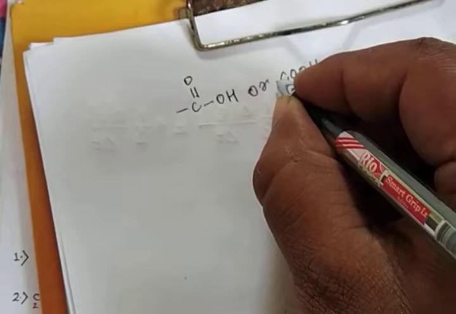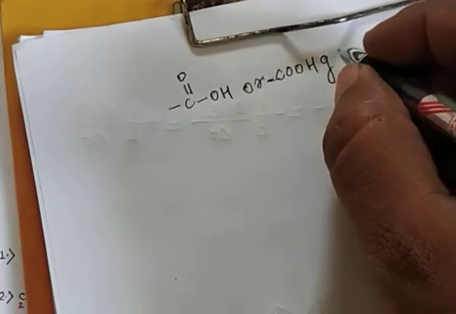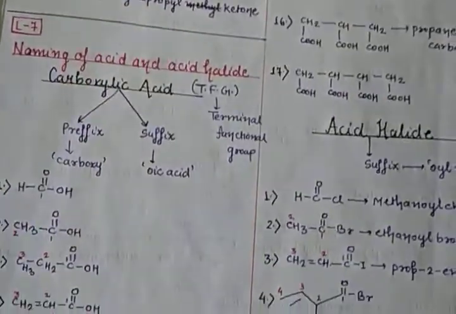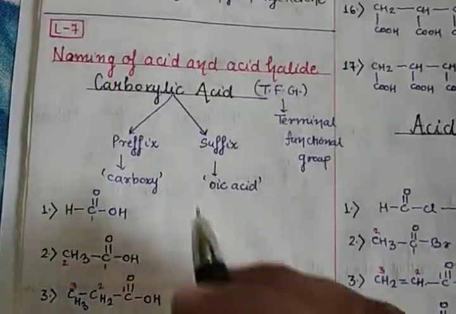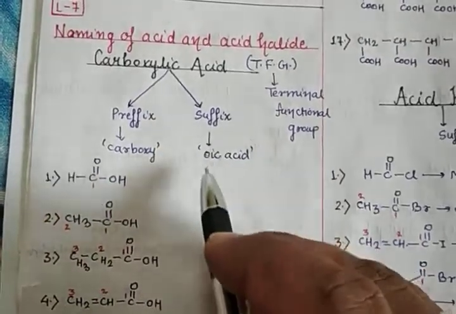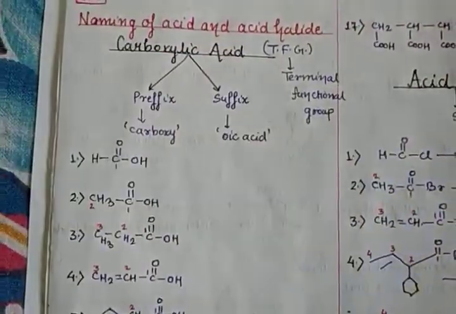The COOH group is called the carboxylic group. Clear? So first we discuss the carboxylic group. There is a prefix and suffix. Prefix is carboxy and suffix is oic acid.